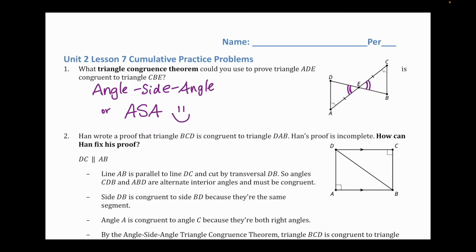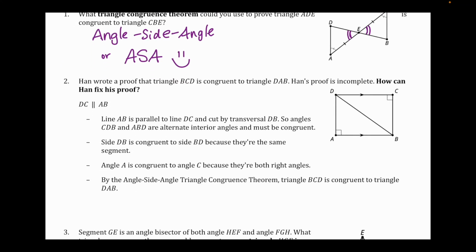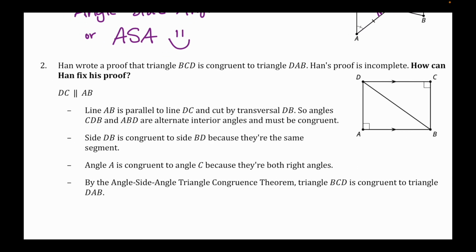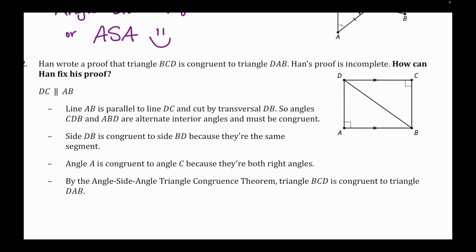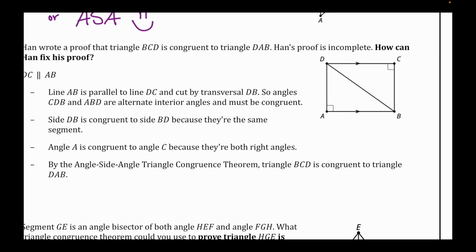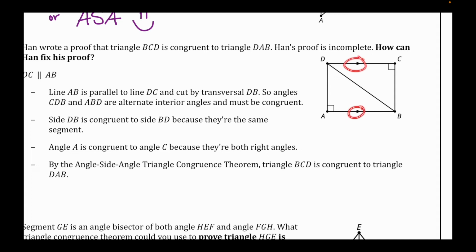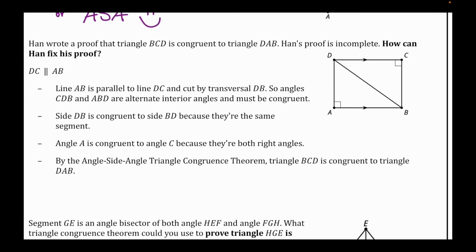There we go. For question 2, we have Han writing a proof that triangle BCD is congruent to DAB. His proof is incomplete, and we want to know how he can fix it. So let's read through it and mark some things here. He's given that DC is parallel to AB. So he did actually mark that. DC is parallel to AB. That's that piece there.